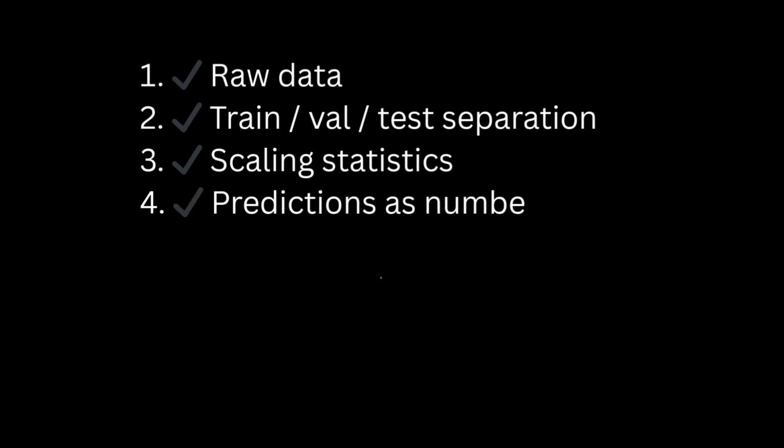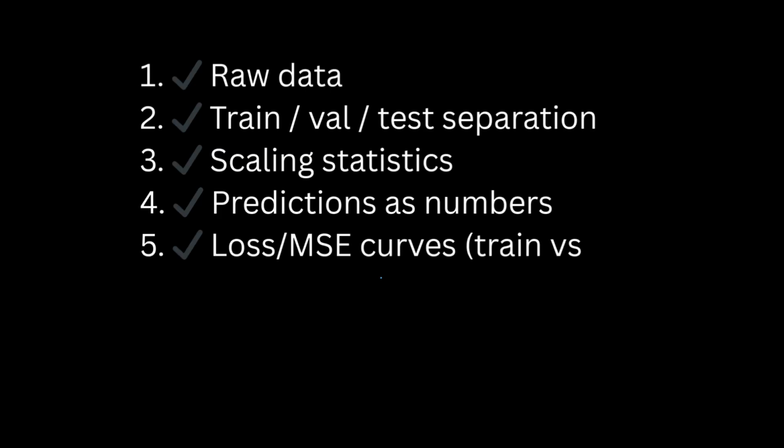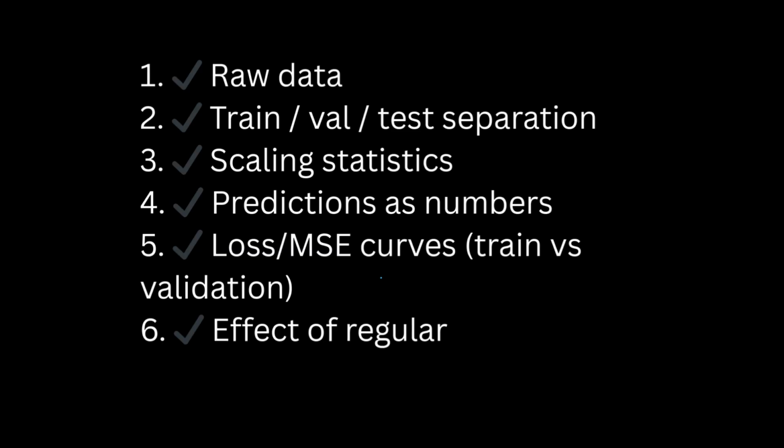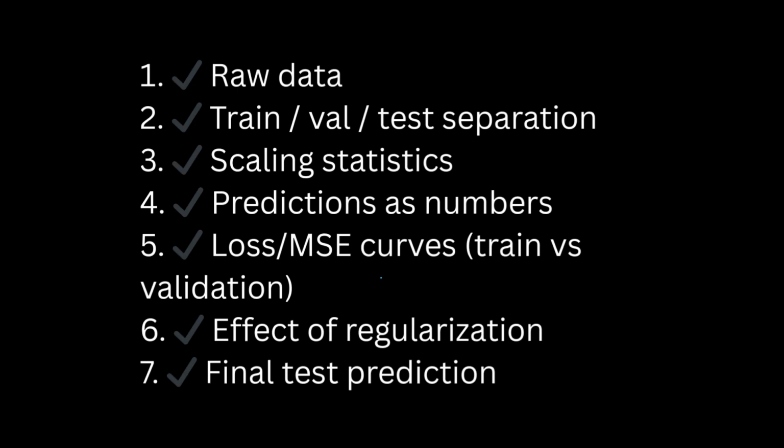So now you've seen the full machine learning workflow from scratch. Raw data, split into train, validation, and test. Scale properly. Train using gradient descent. Watch loss curves. Control complexity with regularization. And finally, test on unseen data. Nothing here is a black box. It's math plus feedback plus discipline.